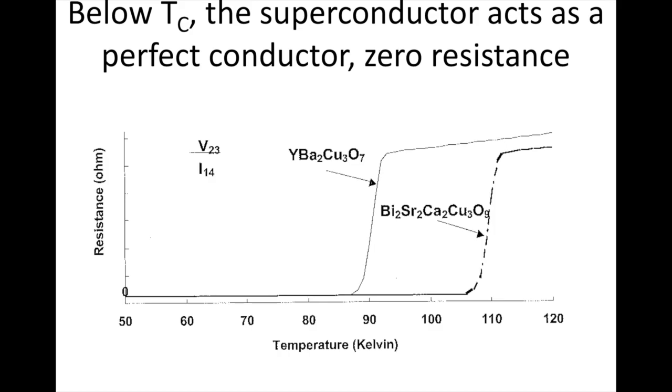Same thing with a couple different ceramics here, they act as perfect conductors, have zero resistance. This is a resistance versus temperature plot, and you can see the temperatures here are above the boiling point of liquid nitrogen. So we're close to 90 and close to 110 K. Ceramics have relatively high critical temperatures compared to the metals that we saw before, where we're closer to 10 Kelvin.